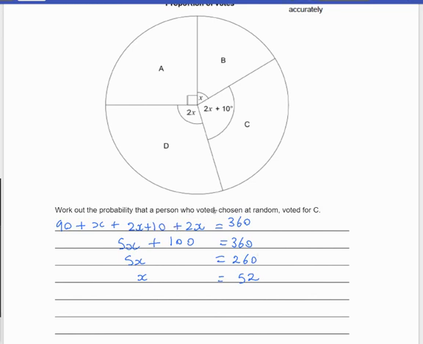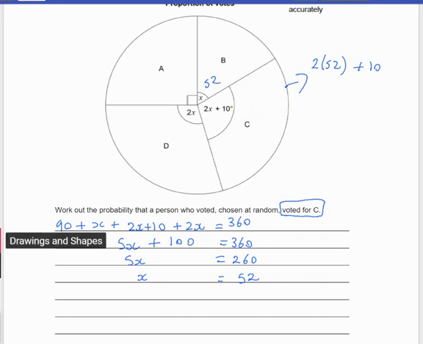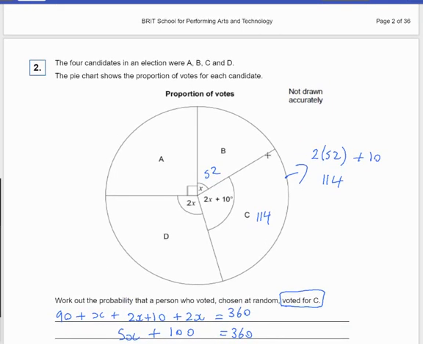Okay, and we now know that x is equal to 52. The C section, because that's the bit that we are working out, is this. So 2 lots of 52, plus 10. In fact, let me just do the working out here. 2 times 52 is 104, plus 10 is 114. So the C section of the pie chart represents 114.